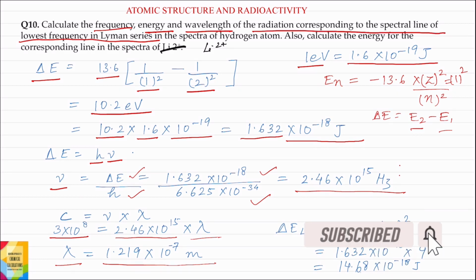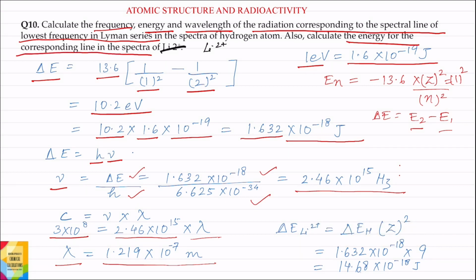Lyman series is obtained. Now, energy for the corresponding line in the spectra of lithium 2 plus ion. Atomic number of lithium is 3. So value of Z for lithium will be equal to 3. Now since this is lithium 2 plus ion, it has only one electron, so the electron will be removed from the first orbit. The value of energy for the lithium ion will be equal to value of energy for hydrogen into Z square. Value of energy for hydrogen is 1.632 into 10 to the power minus 18 and Z square will be 3 square which is equal to 9.